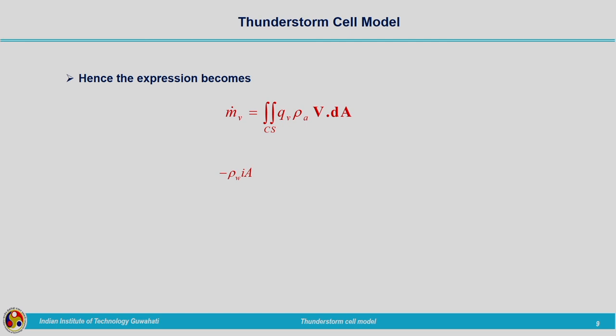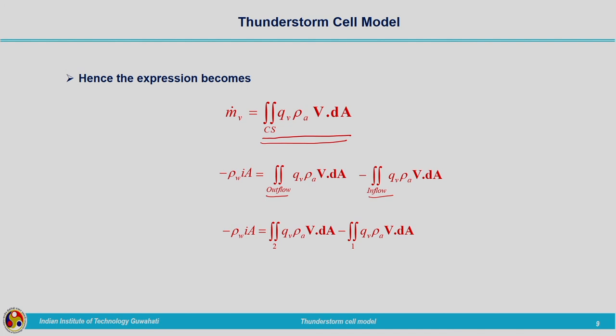M dot v is minus rho w I A is equal to, this particular term consisting of two terms. This is representing the net outflux. Net outflux is the difference between the mass flow between outflow region and inflow region. So, we can split it into two parts related to outflow region and inflow region like this. So, minus rho w I A is equal to surface integral across the outflow region beta rho v dot dA minus surface integral across the inflow region beta rho v dot dA. And for outflow region and inflow region, again we have put numbering, region 1 and region 2. So, that is again rewritten like this.